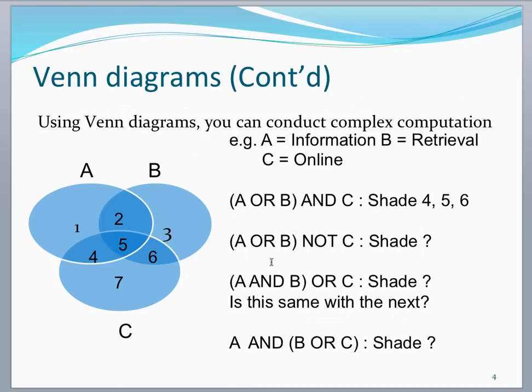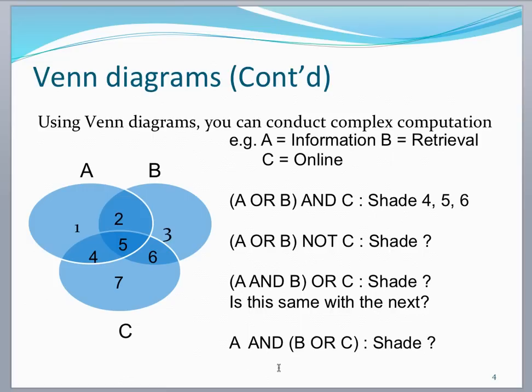Okay. Now, what about if we say A or B, not C? Okay. So in this case, we will be retrieving 1, 2, and 3, but we will not be retrieving C, this space right here, 4, 5, 6, and 7. If we say A and B, and that's the first operation because remember it's in parentheses, A and B, we will be retrieving documents in 2 and 5 right here. Not C. Okay, so we have to take off the number 5. So we will be retrieving only documents in 2.